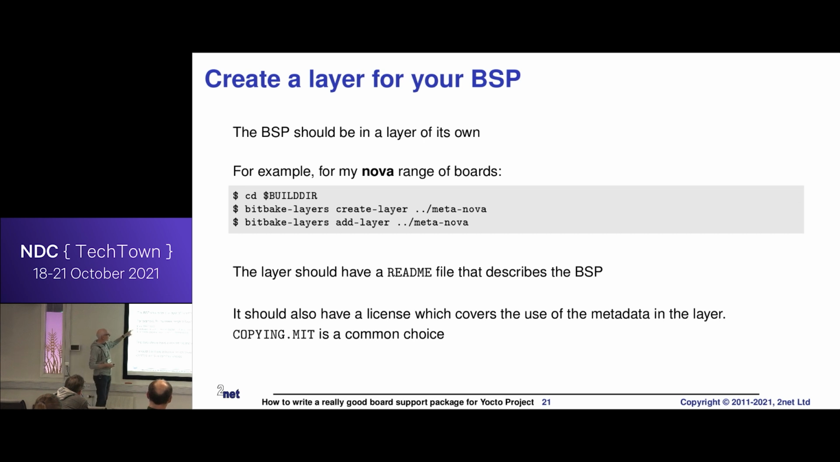So I go bitbake-layers create-layer, meta-nova is a good name for it. So all that does actually is create a directory. That creates me a directory called meta-nova with a couple of subdirectories in it. And then I need to add that layer, so I type bitbake-layers add-layer meta-nova. It's now part of my bblayers.conf file, and any recipes I create in that meta-nova directory will be part of my project.